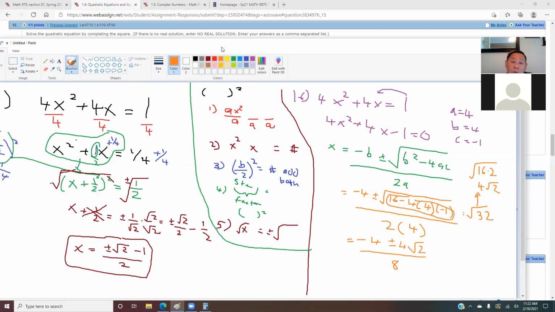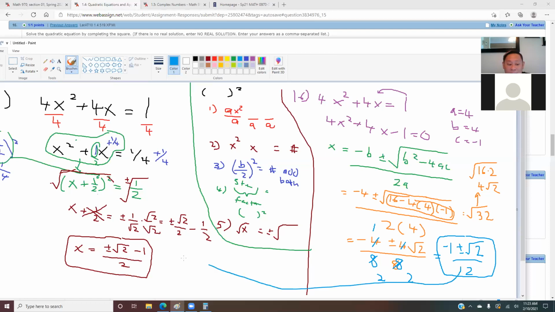How do you reduce this kind of answer? The 8 that you see here, you will break it into 2 pieces. So now you can reduce the 8 and the 4 to become 2. And the 8 and the 4 here can be reduced to become 2. So this actually becomes 1 when you reduce it. So your answer is -1 plus minus square root of 2 all over 2, because the denominator is 2. And this answer is the same as this answer.